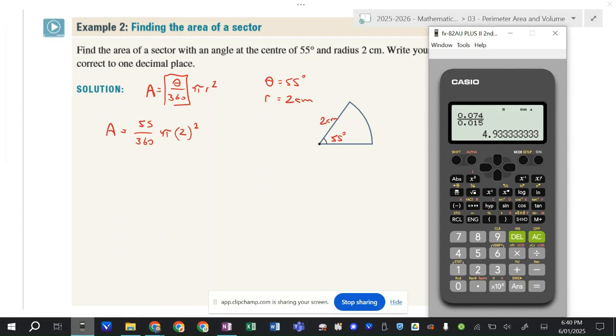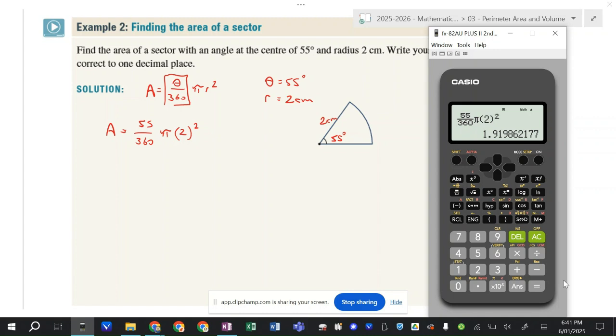So I'm going to put that into a calculator, and yes, I have remembered to bring the calculator up this time. I am literally going to put in what I've got written down. So 55 over 360, that's the size of the angle. Then shift pi, then open a bracket, put 2, close the bracket, and square that. I haven't had to put in multiplication symbols because the calculator knows there's a multiplication before pi and before the brackets.